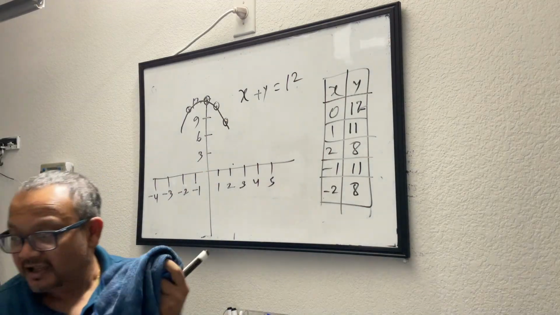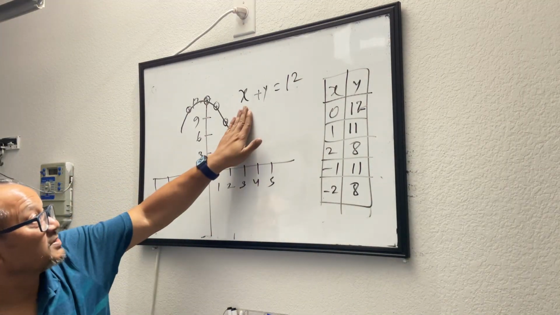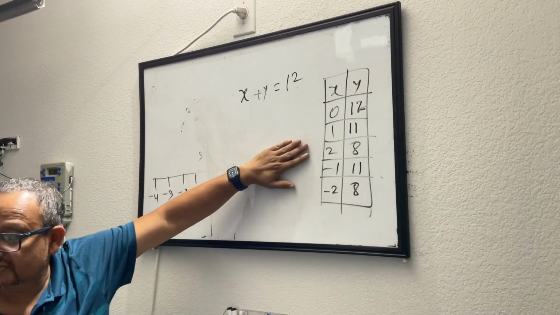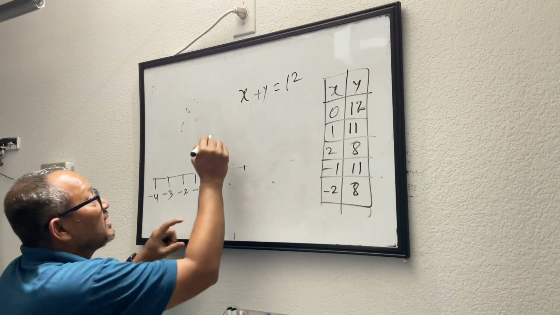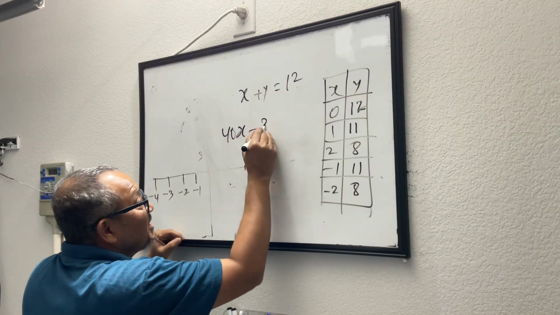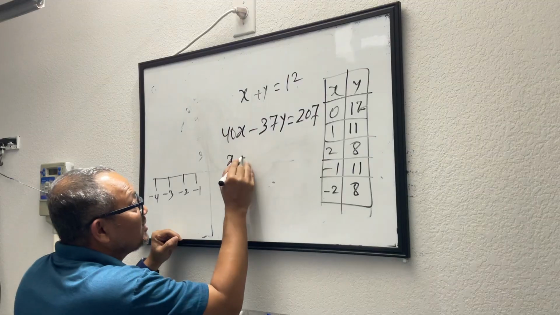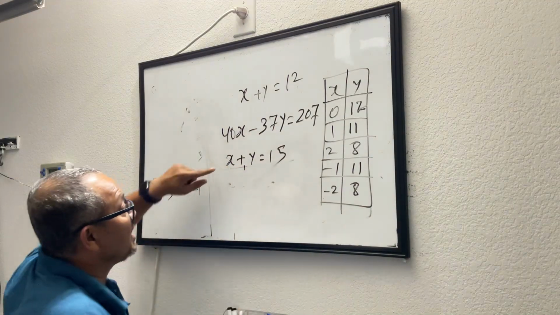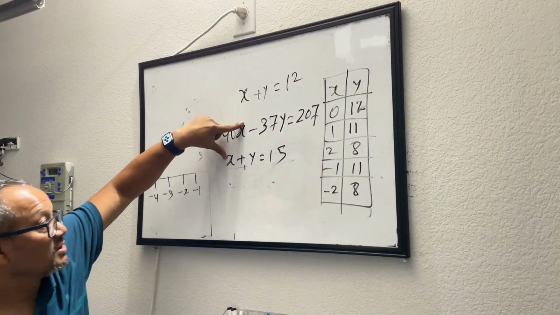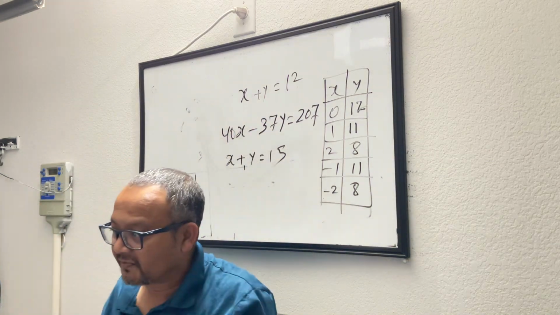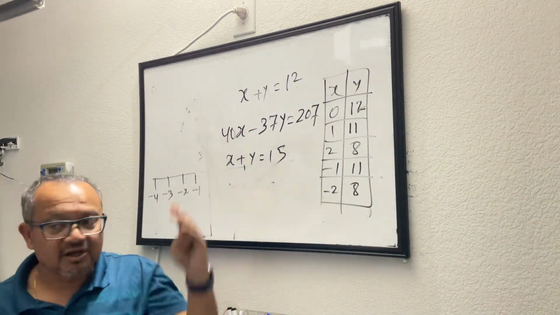as long as the maximum power to the variable is 1, you are good. This will draw a straight line for us. Now whether it is 40x minus 37y equal to 207 or x plus y equal to 15, doesn't matter. I'm only concerned about the power of the variable. Here and here my power to the variable is 1, so we are perfectly fine with this drawing a straight line for us.